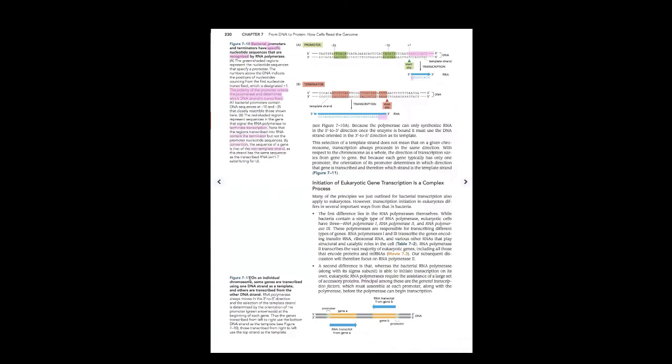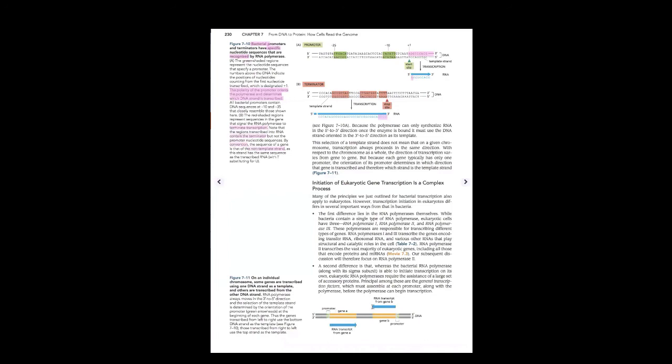And what is it trying to say? Well, don't read the legend yet. Don't read that. Just look at the figure itself. What does it seem to be saying? It seems to be saying that this is a piece of DNA, okay? And there's a gene A on it, which seems to be producing RNA in that direction. There's a gene B on it, which seems to be producing RNA in the opposite direction.